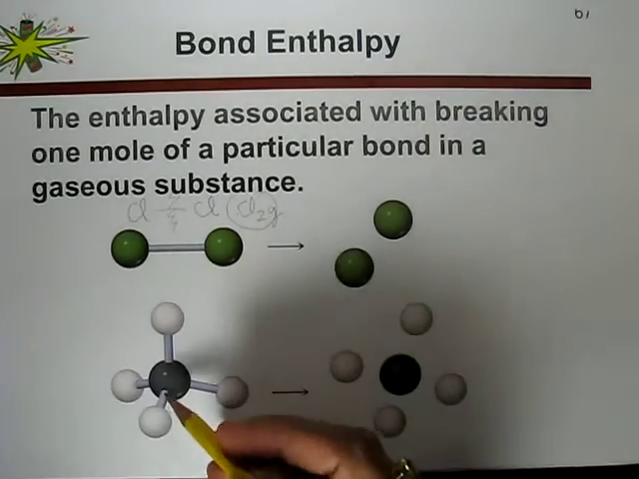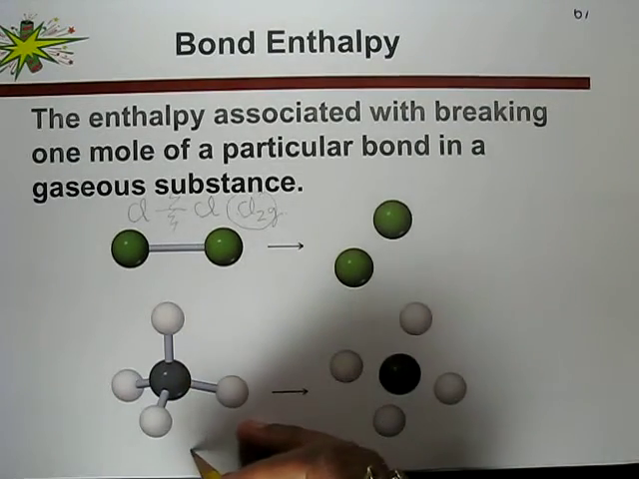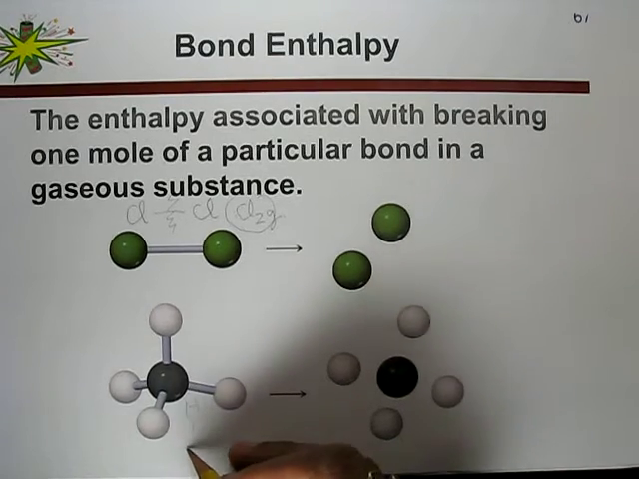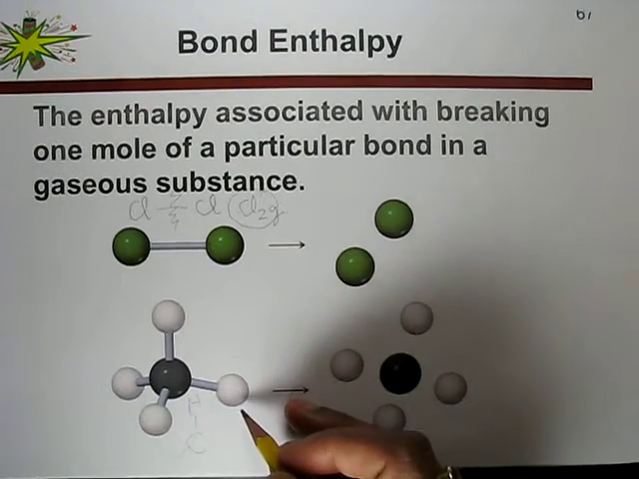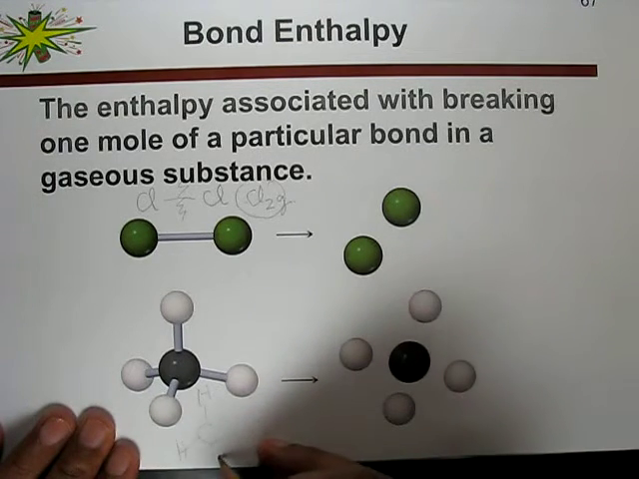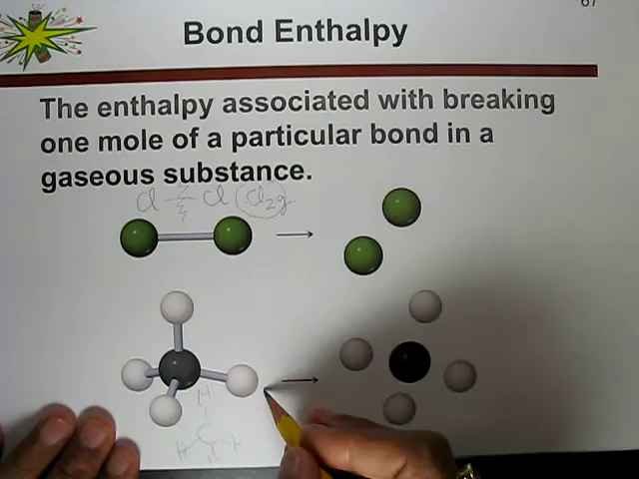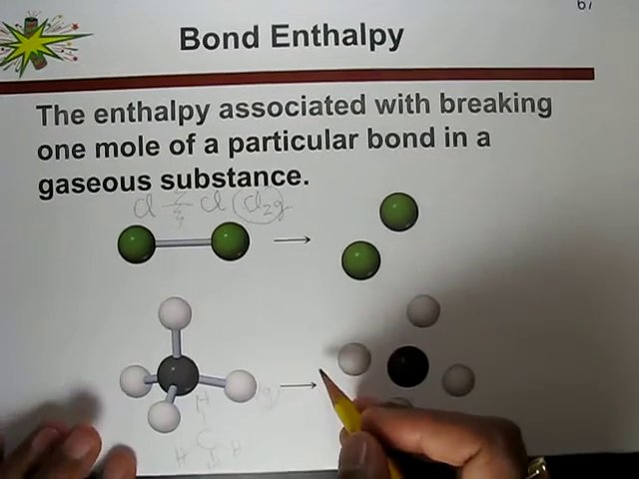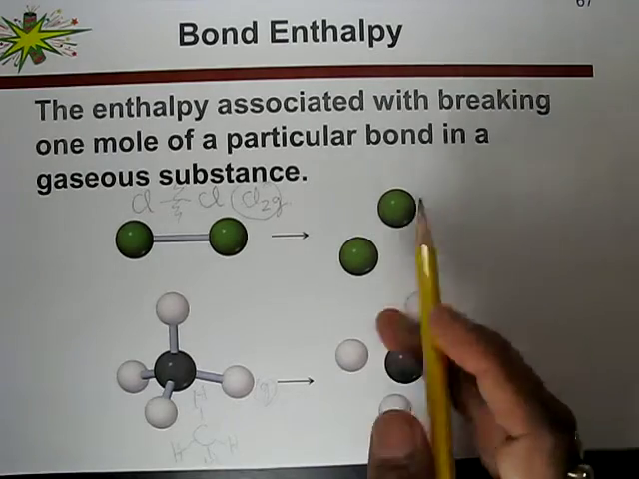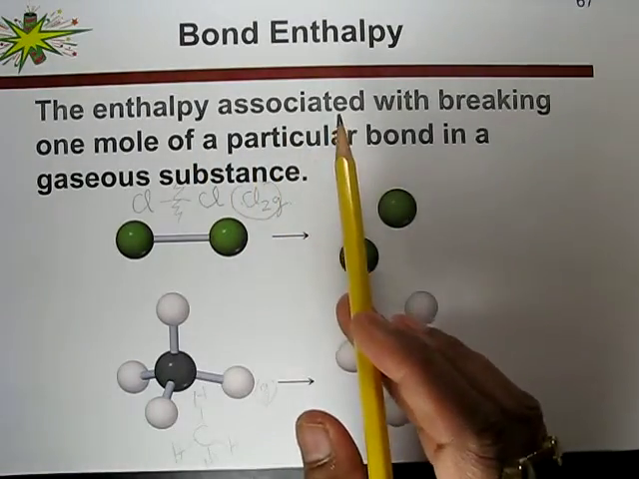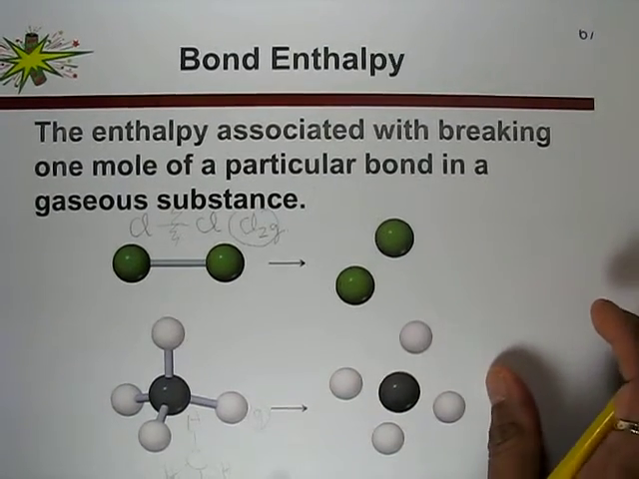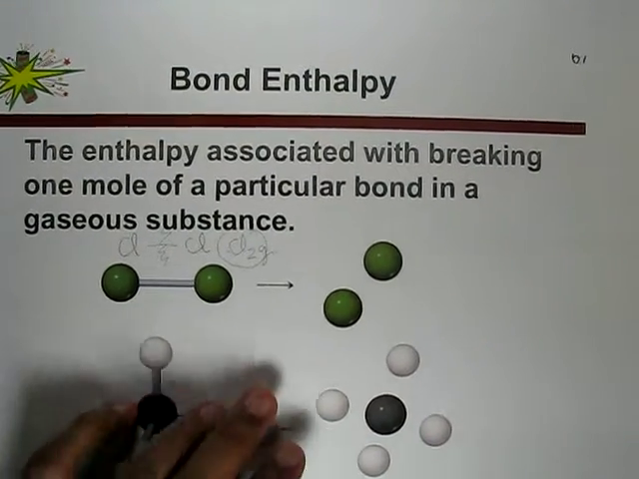Here is another example. This is CH4, methane gas. The black ball is for carbon and the remaining 3 white balls are for hydrogen. So when methane is in the gaseous form, the energy associated to break each bond, that is called the bond enthalpy. Bond enthalpy means the energy required to break the bond.